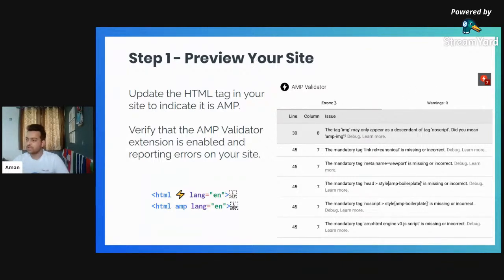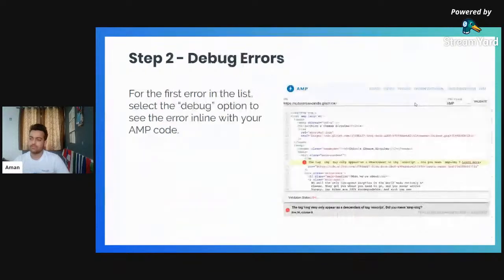So these are errors and warnings. To get a 100% score, I think you need 0 errors, and up to 3 warnings are, I think, acceptable. So that's the requirement for getting a 100% AMP score.